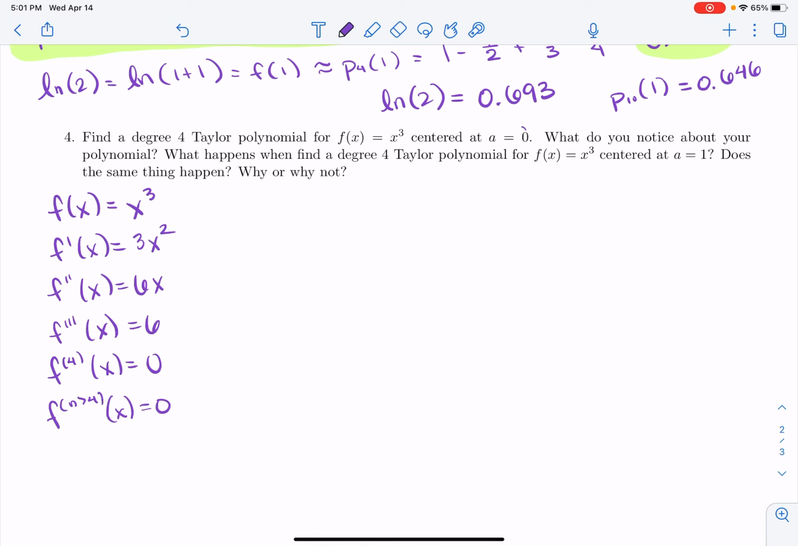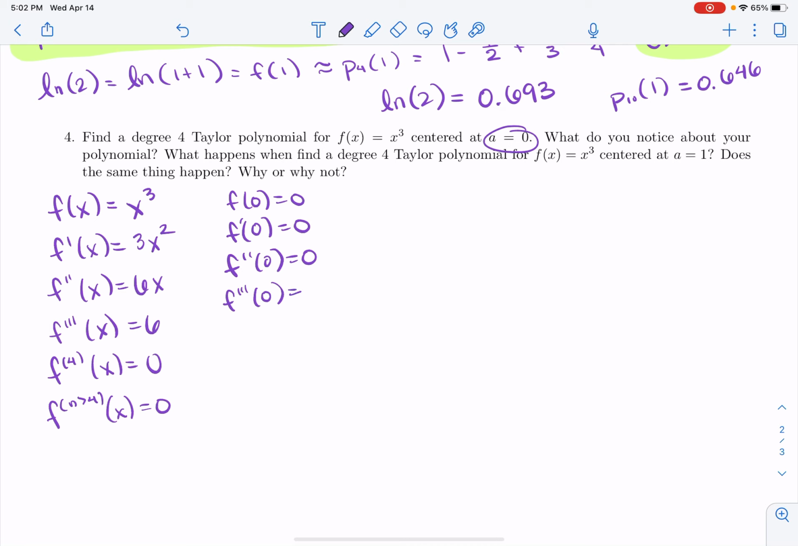So now let's plug in a equals 0. f of 0 equals 0. f prime of 0 equals 0. f double prime of 0 equals 0. f triple prime of 0 equals 6, so that's good. And then all the other derivatives greater than that 3rd derivative are going to give us 0, as we've shown over here, because they are 0.